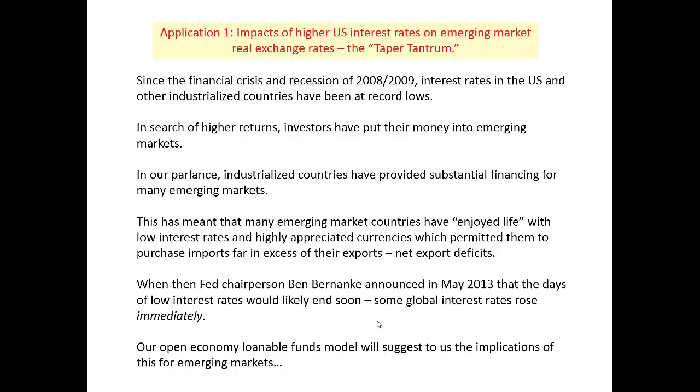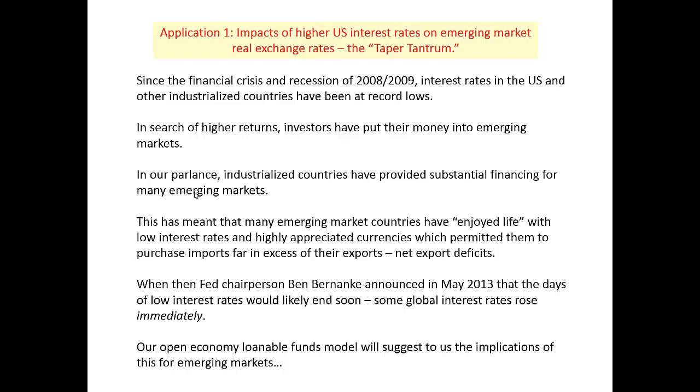As a little bit of background, you probably know that since the financial crisis and the recession of 2008 and 2009, interest rates in the United States and in other industrialized countries have been at record lows. Investors have been responding by searching for higher rates of return, putting their money into emerging markets. Market participants from industrialized countries have been supplying financing for emerging markets. So many emerging market countries have enjoyed low interest rates, and their highly appreciated currencies have made them feel rich, and this has permitted them to purchase imports far in excess of their exports. So they've been running substantial net export deficits.